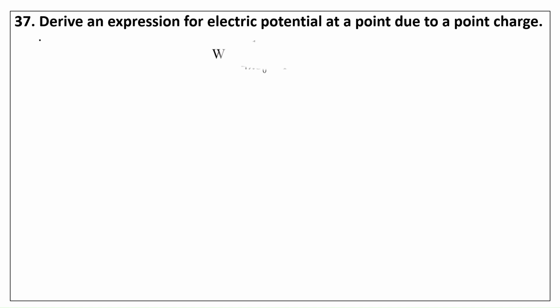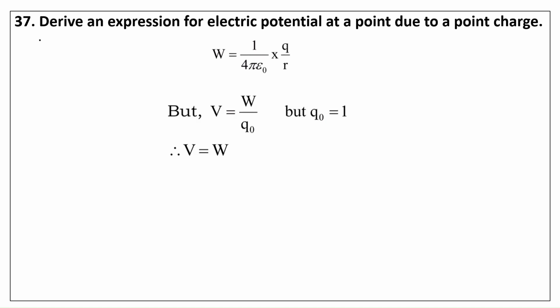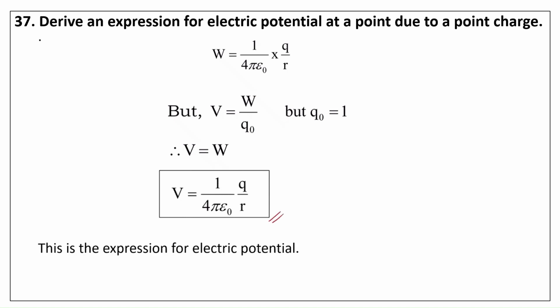But V is equal to W by Q, where Q is equal to 1. That is, V is equal to W. The final equation will be V is equal to 1 by 4 pi epsilon naught, Q by r. This is the expression for electric potential. Next.